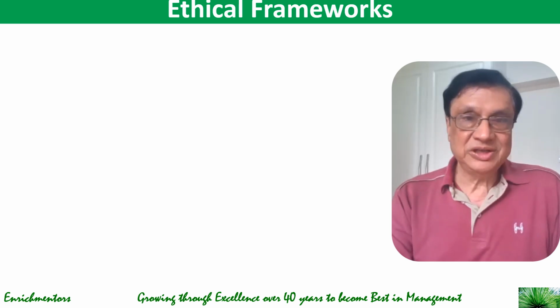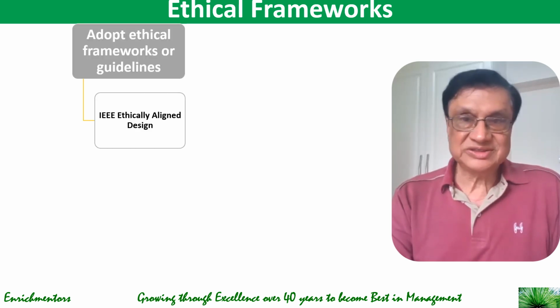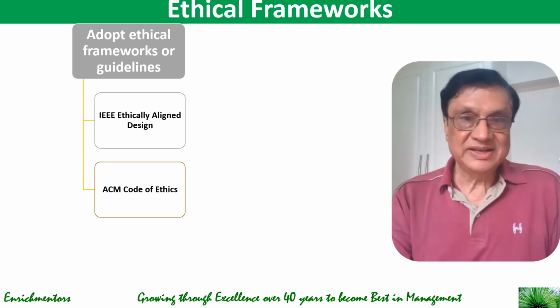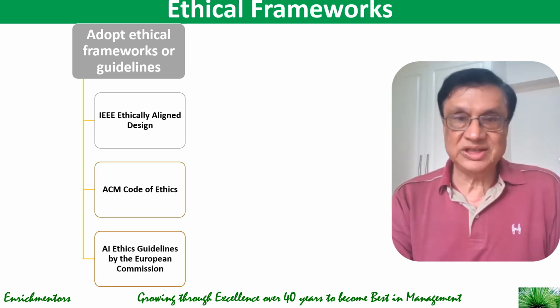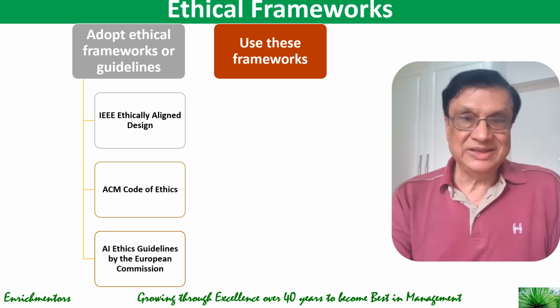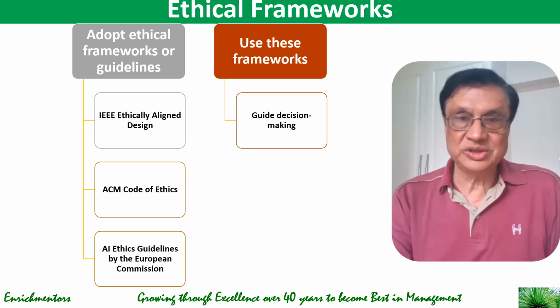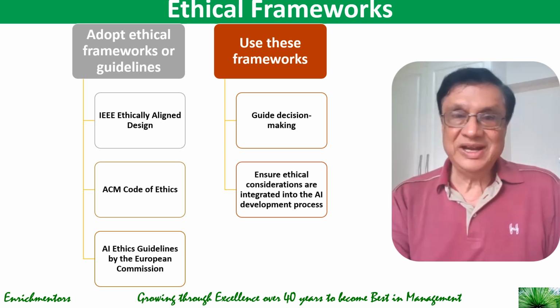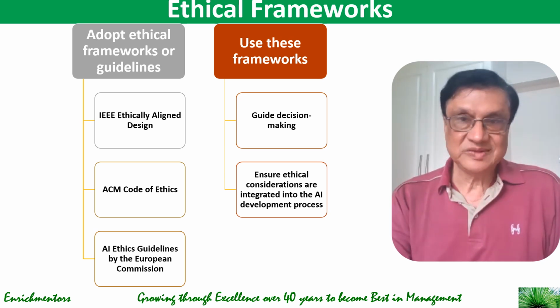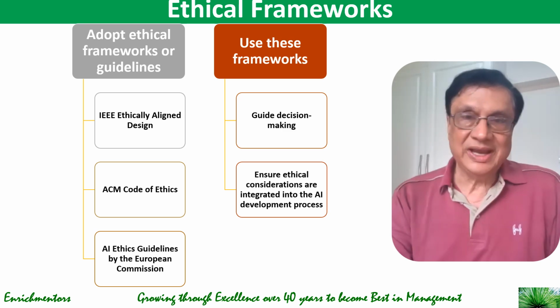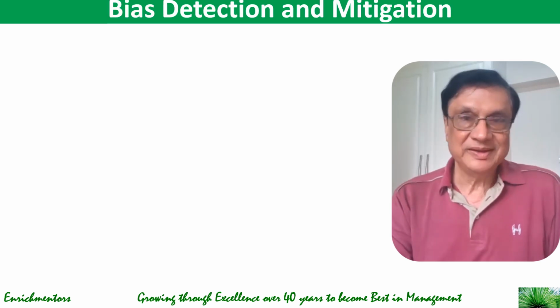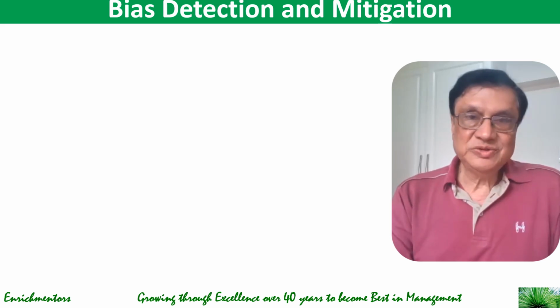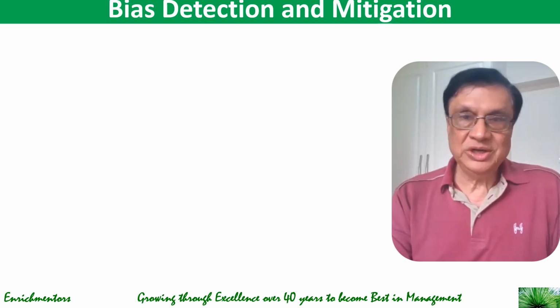Then you need to adopt ethical frameworks or guidelines such as IEEE Ethically Aligned Design, ACM Code of Ethics, and the AI Ethics Guidelines by the European Commission. And then use these guidelines and frameworks for making decisions and ensuring that the ethical considerations are integrated into your development process. So that's how you can use the ethical frameworks. You need to use them to guide your decision making and the development. Now, in terms of bias detection and mitigation, what can you do in terms of being ethical?